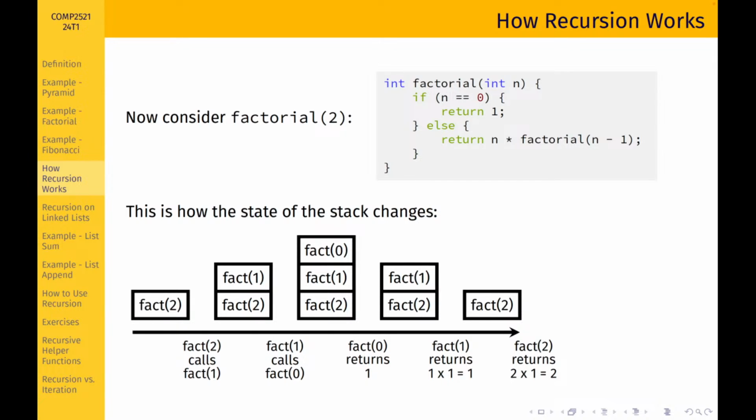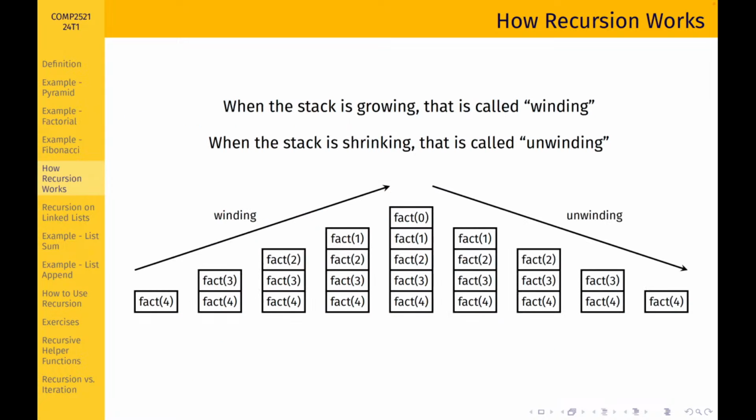Okay, so that is how recursion works in terms of the memory. Now, if we have an even larger number that we want to calculate the factorial of, then we're going to have even more stack frames. So if we try to calculate factorial 4, we're going to end up with 5 stack frames on the stack at a particular point. And then eventually all of these stack frames are going to disappear.